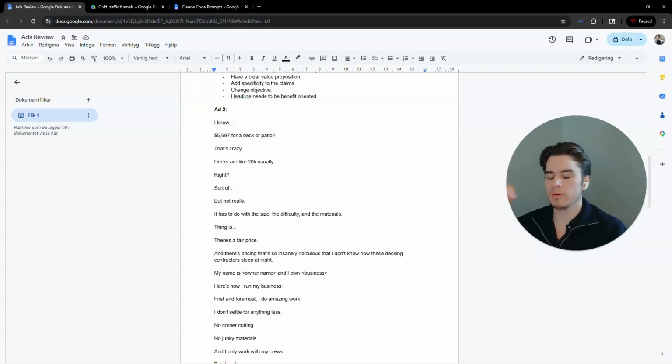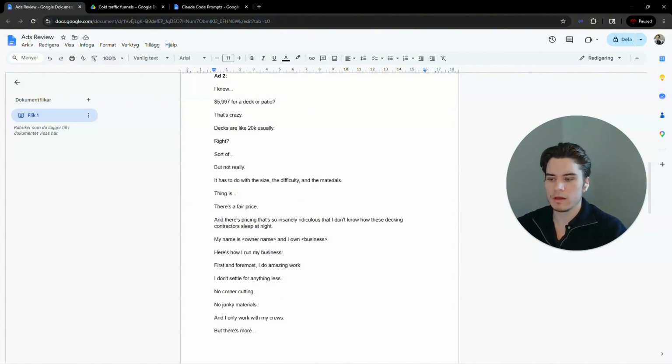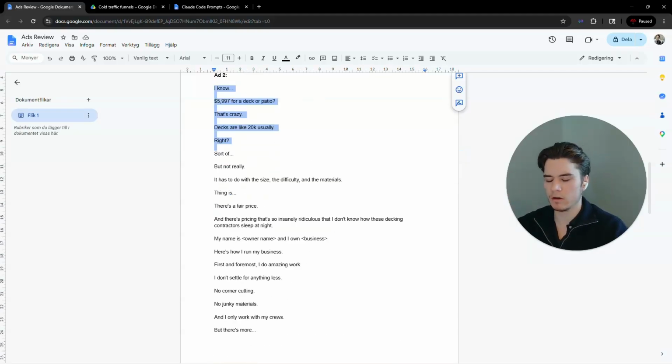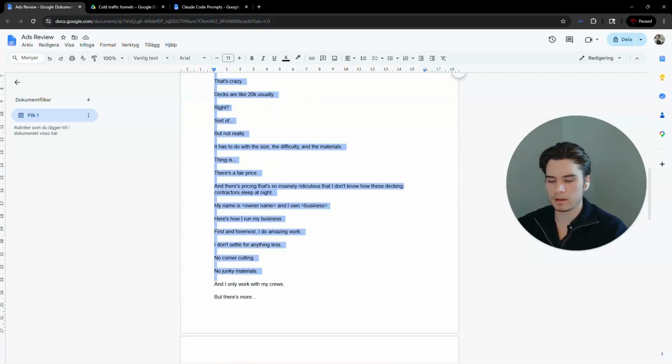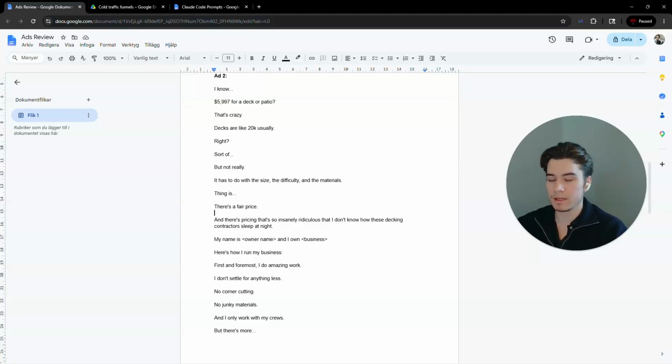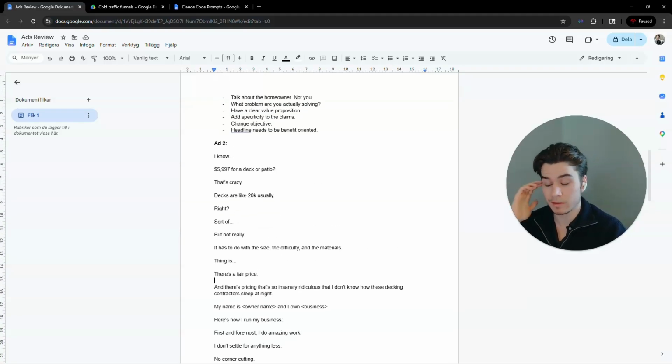But the problem here is not really an ad copy problem. The problem here is how this agency is positioning this business. If you notice the whole angle of this ad, and I've seen this exact ad on like 50 ad accounts, this is just a copy and paste template. I've seen this ad so many times.